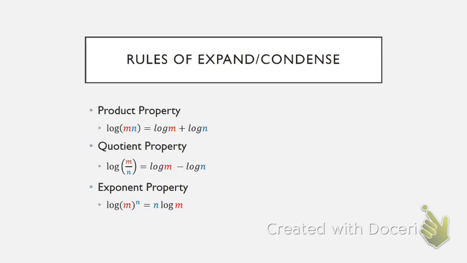The quotient property is the opposite. If we divide the two inputs, when we break them up into two, we're going to subtract. Exponent property doesn't happen all the time. We will see it. If we have a logarithm raised to an exponent, we can drop that exponent out front. When I say expand, you're going from the left side, a single logarithm, to the right side, multiple logarithms. Condense, you're working backwards. I'm going to give you multiple logarithms, and I want you to write them as one log.